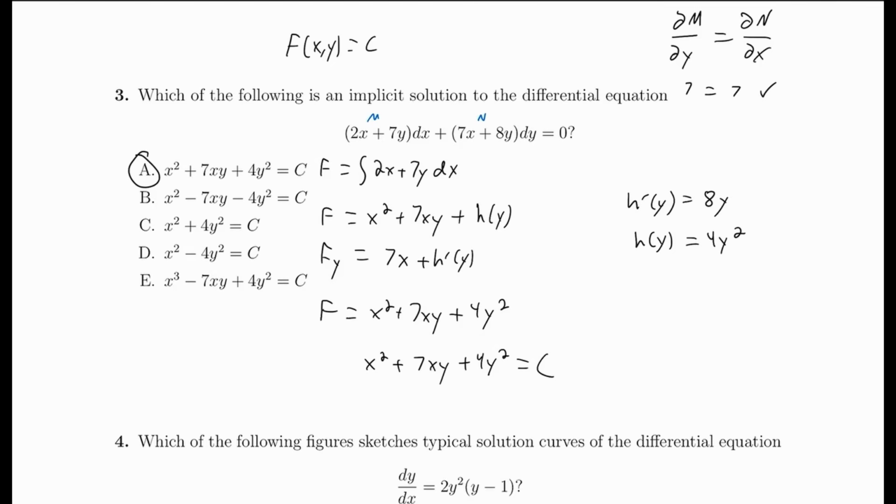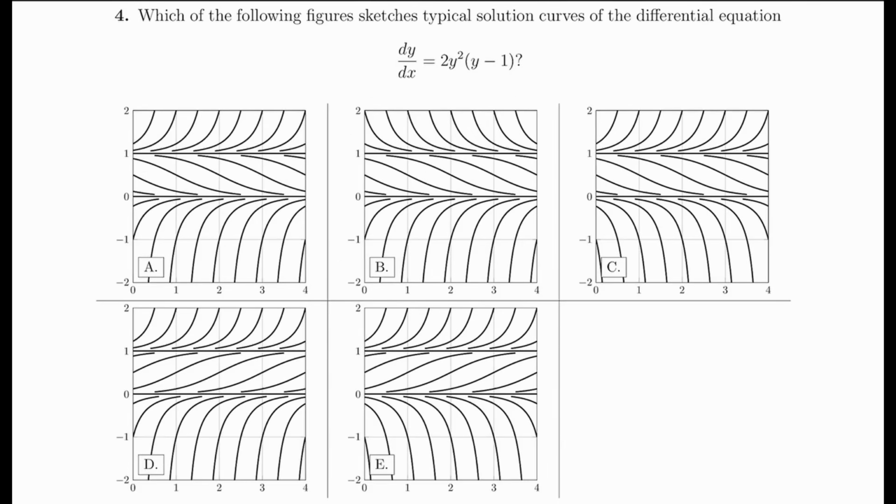Another good way to spot that this was an exact differential equation, if it wasn't quite as obvious as they wrote it here, is that all of our answer choices are equal to C. Sometimes you'll have problems where it's not super clear it's an exact differential equation, but if every option has something in terms of x and y equal to C, there's a pretty good shot it's an exact differential equation.